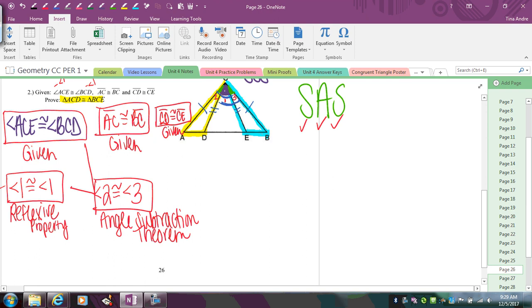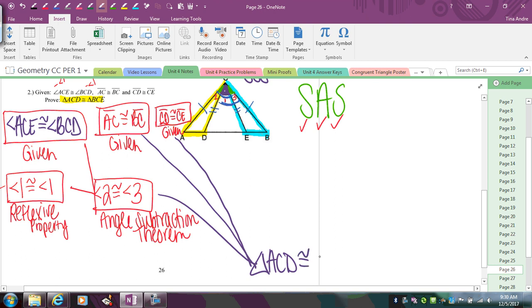So now by side angle side, I have everything mentioned in my proof. So now I can piece together the sides and the included angles and say that triangle ACD is congruent to triangle BCE by side angle side.